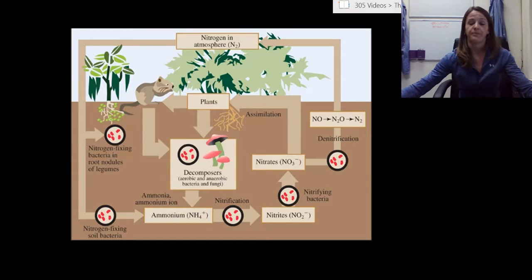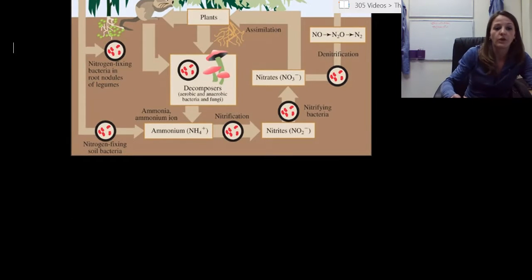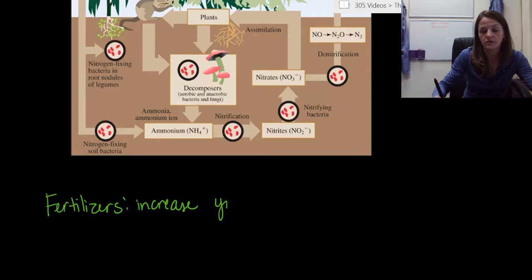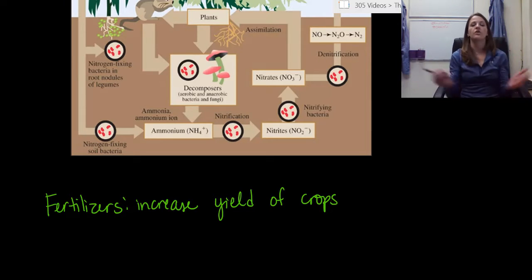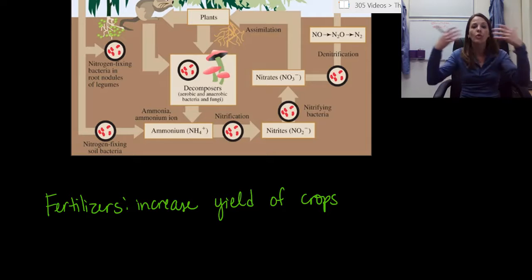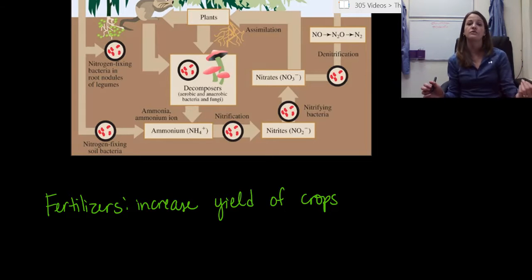Now, moving on. What I want to talk about now is why do we use fertilizers, right? Why, in this process, why do we use fertilizers? Well, we use fertilizers because they increase the yield of crops. Now, when I say they increase the yield of crops, I mean they just increase the crop production. We are able to create more plants, grow more plants, more crops if we use fertilizers.